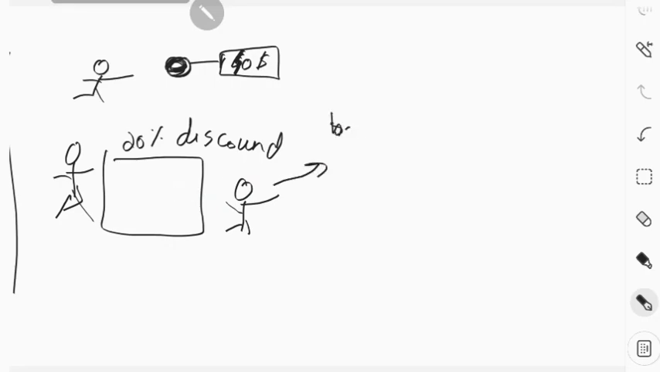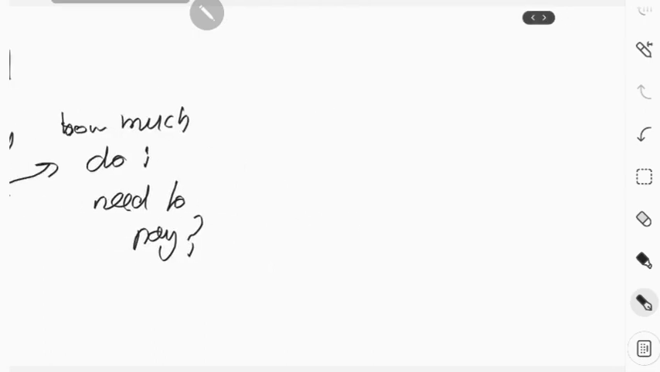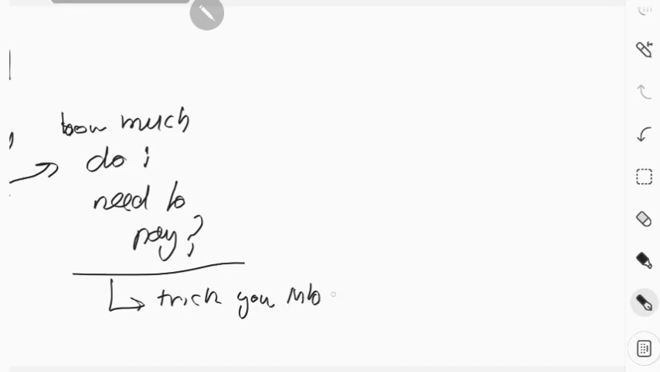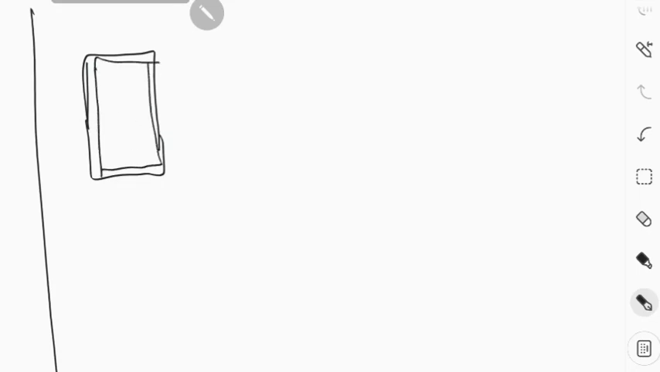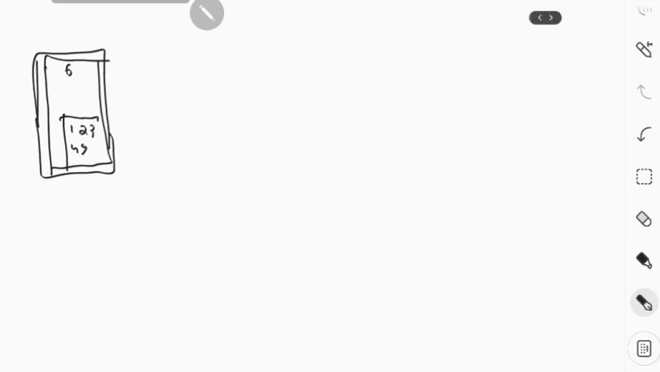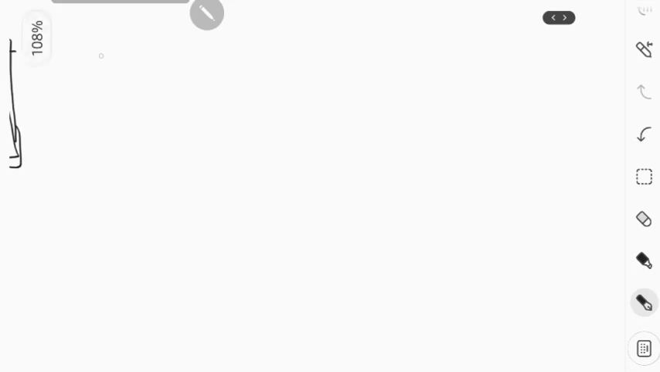So I'm going to ask, how much do I need to pay? All right, this is a really stupid question. He could trick you into paying more. You don't want that, now do you? So you just have to take out your phone, your calculator, your Samsung Galaxy, whatever, your iPhone, whatever. This is your calculator, right? This is just nonsense. Okay, so the ball was initially $40.